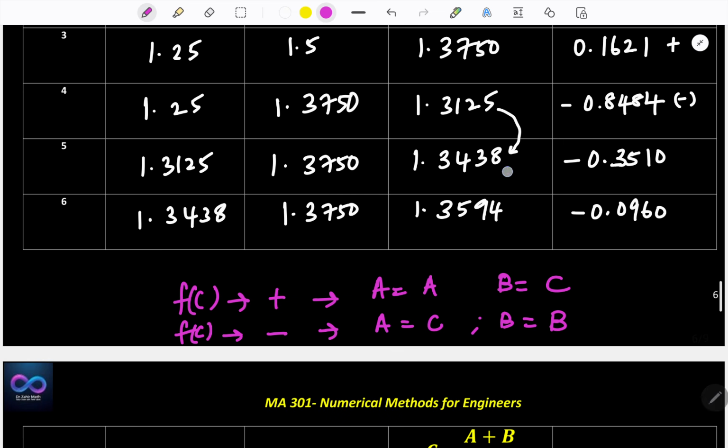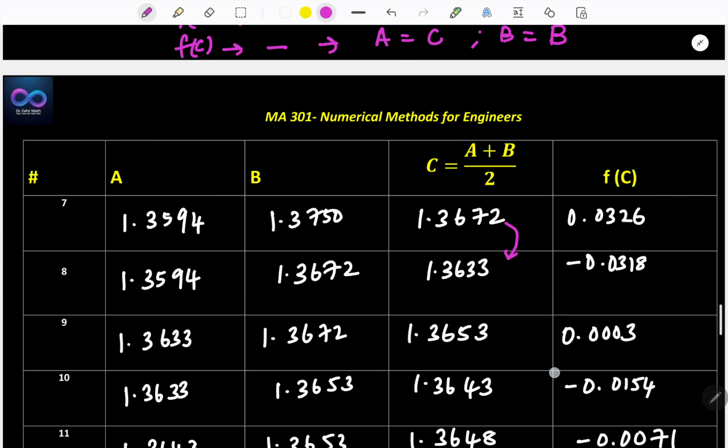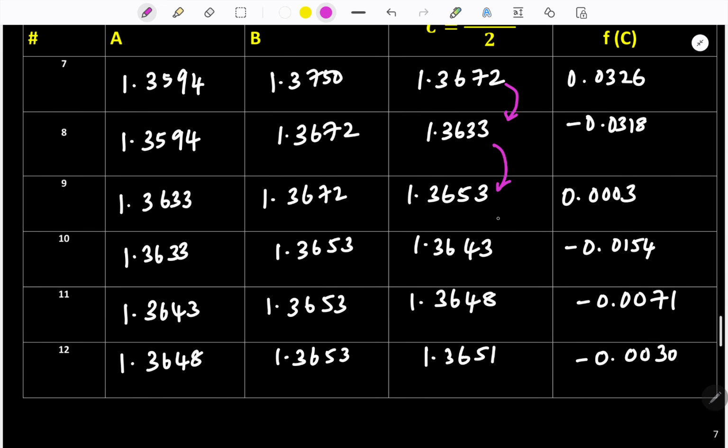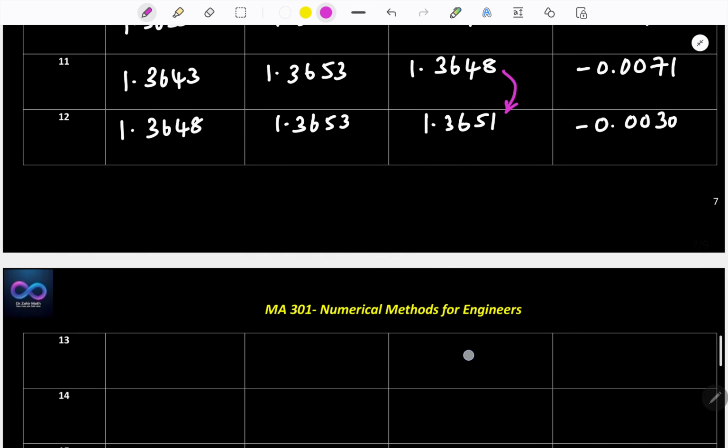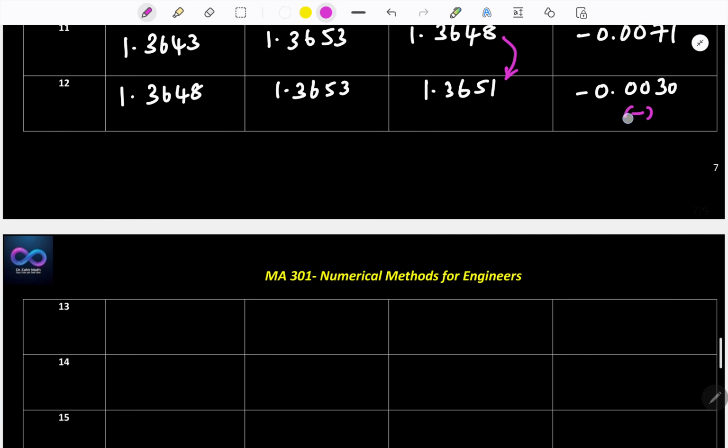I didn't get correct answer. I checked here, not the same answer. I didn't get same number. I keep on doing up to 12. I finished. Okay. And this is also negative, right?